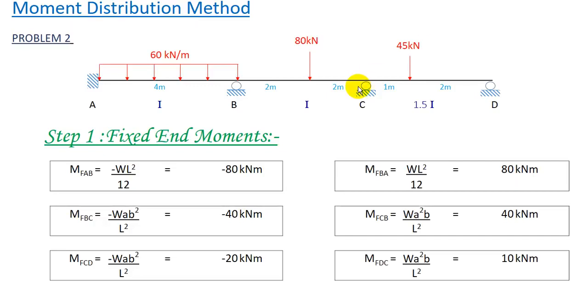This is another lecture for the moment distribution method, and this is a continuation of my previous lecture in which we solved problem type 1. This is problem type 2, and this problem includes one end that is fixed and another end that is pin jointed. I've also solved this problem using Kani's method. You can refer to it. The link would be given in the description. So let us start with the problem.